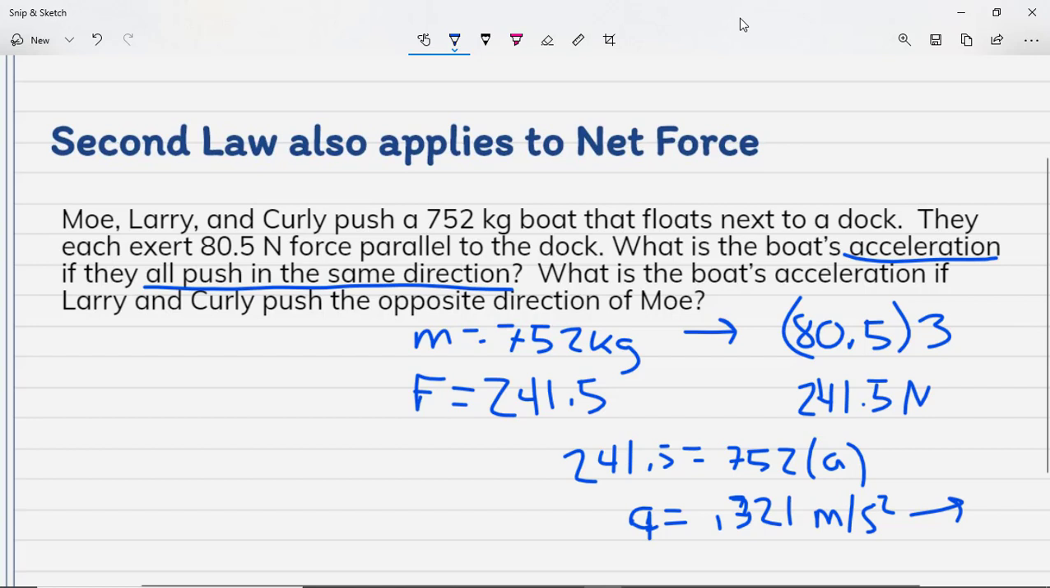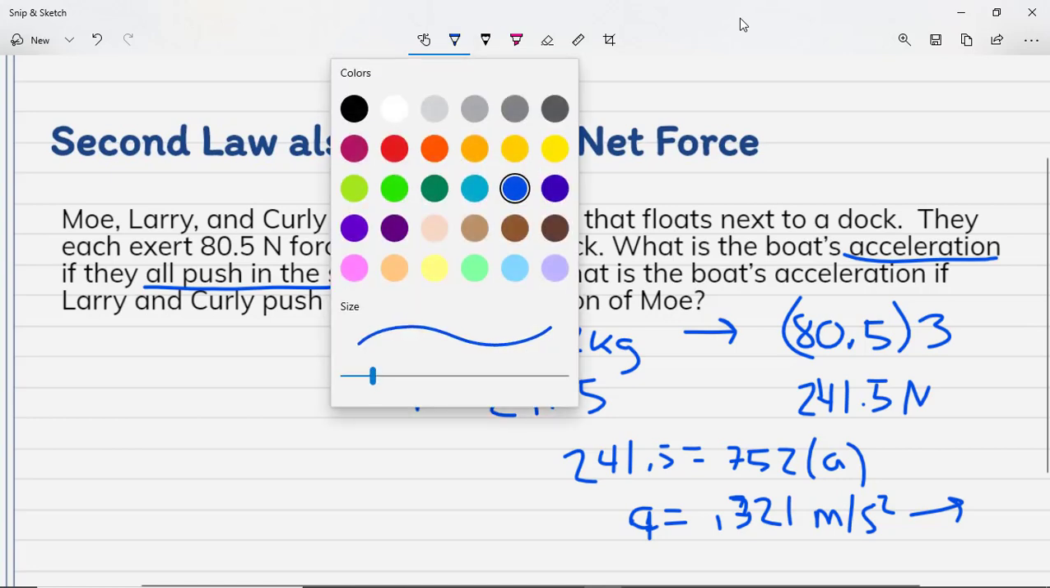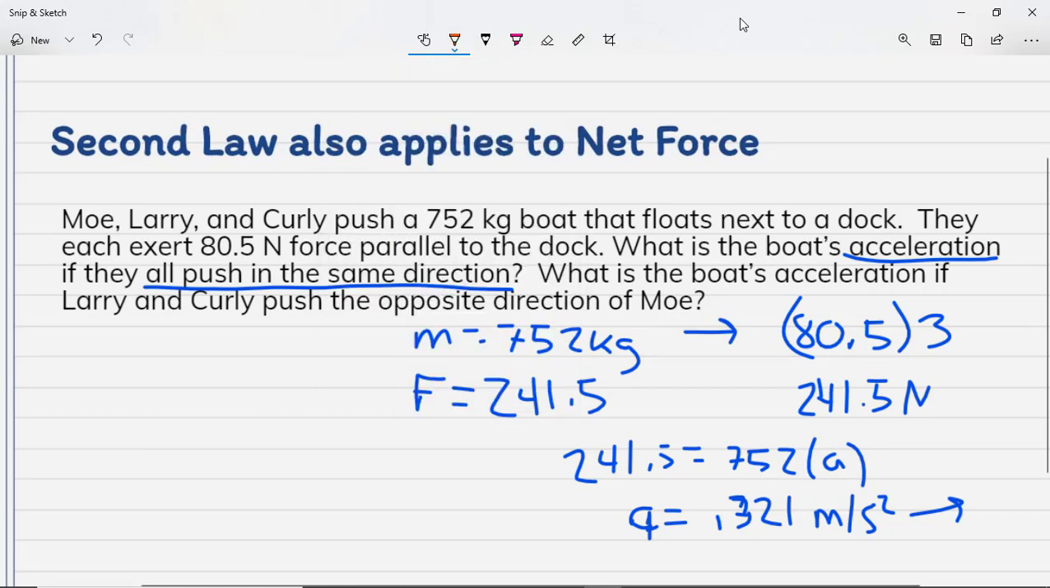Now, the second part is asking us, what is the boat's acceleration if Larry and Curly push opposite the direction of Mo? So in this instance, our mass is still the same. But in this instance, we're not going to have our net force that way. We've got one force going to the right, Mo, and Larry and Curly are pushing the opposite direction.